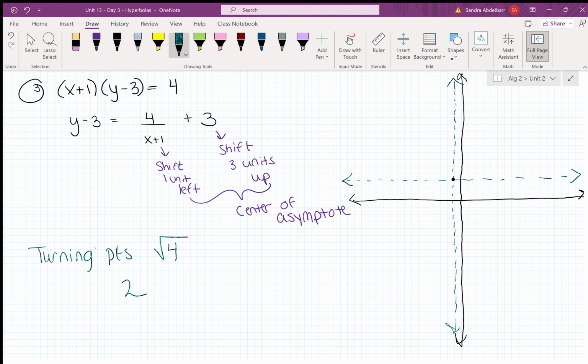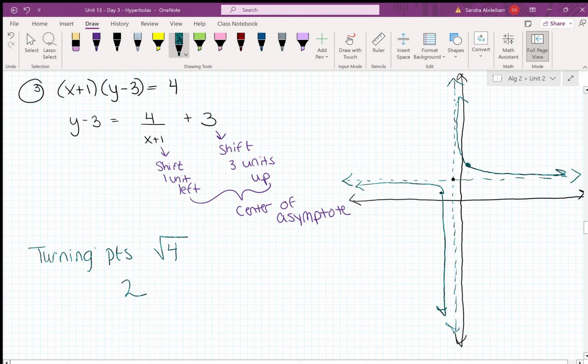All from where, though? The center of the asymptotes. So now I'm going 2 units right, 1, 2, 2 units up, 1, 2. And then from the center of the asymptote, 2 units left, 1, 2, 2 units down, 1, 2. So at this point, do I end up crossing the x and y intercepts? I do. Why? Because we shifted the asymptotes.